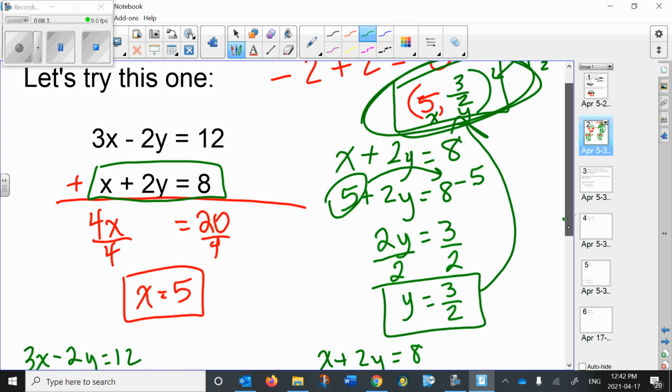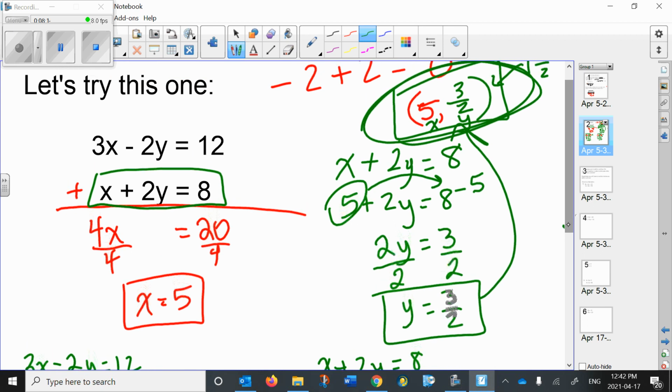Okay, so if you were doing this graphically, you know that the two lines would cross at 5 and 3 over 2. So that would be 1, 2, 3, 4, 5, and 1.5. There's 2, so right about here is where the two lines would cross. And if you were doing it with substitution, you would get the same answer as well.